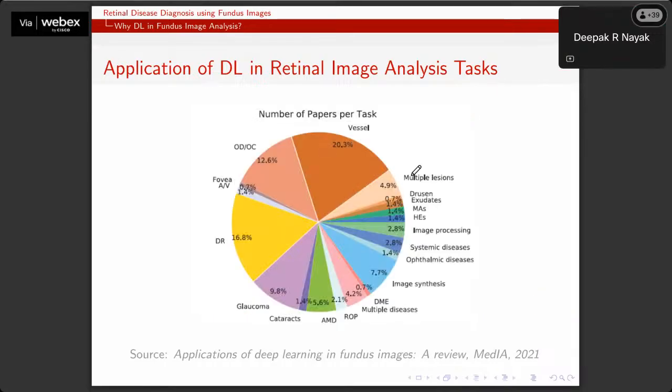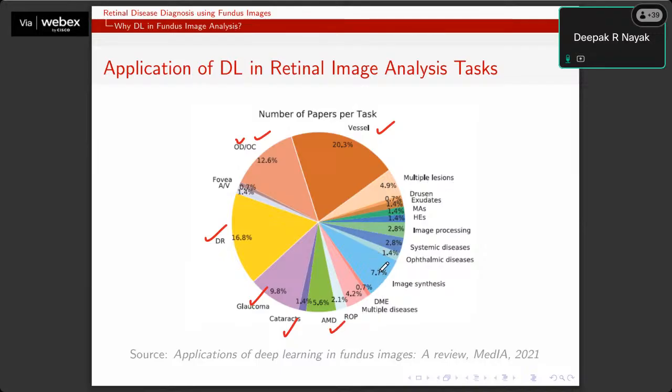Here is another statistic on how many papers have been published based on different tasks. The task could be only retinal vessel segmentation. It could be on optic cup or optic disc localization or segmentation. It could be on diabetic retinopathy detection or grading. It could be on glaucoma, on cataract, on AMD, and there are several other diseases as I mentioned.